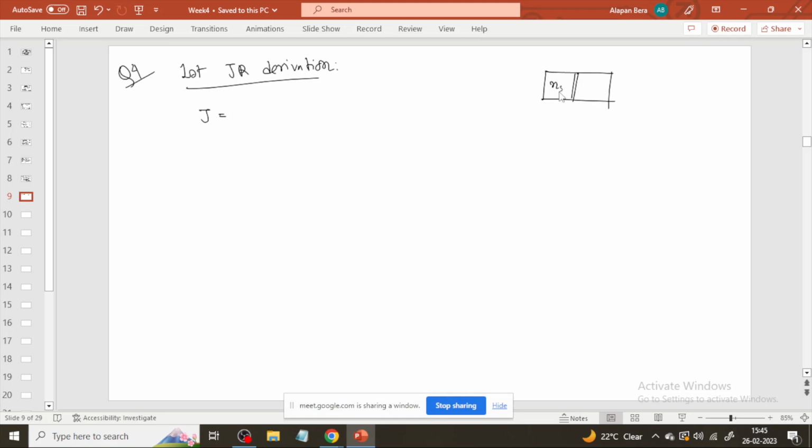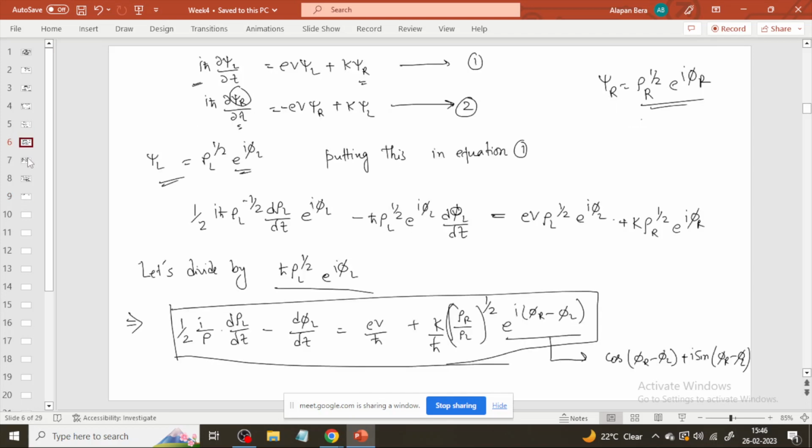So let's say the density of Cooper pairs in this region is NS1 and in this region is NS2. Anyway, the Cooper pairs are flowing through this region, so the density of these Cooper pairs will change with time. Due to this flow of Cooper pairs, the current density that we get is given by this equation: the charge of Cooper pairs times the rate of change of this density of Cooper pairs. The density of Cooper pairs is given by rho L.